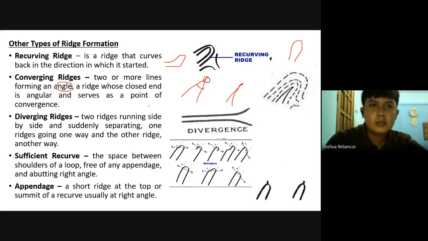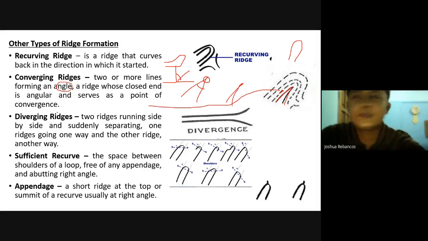So, ang example nitong si converging ridge ay ito. Itong core niya. Ito ang converging ridge. Meron siyang angle. Siguro mga 45 or lower than that. Kasi pag ganito naman na is, ano yan, 90, di ba? Obtuse. Pero mga 45, yeah. Hindi natin alam. Basta meron siyang angle.